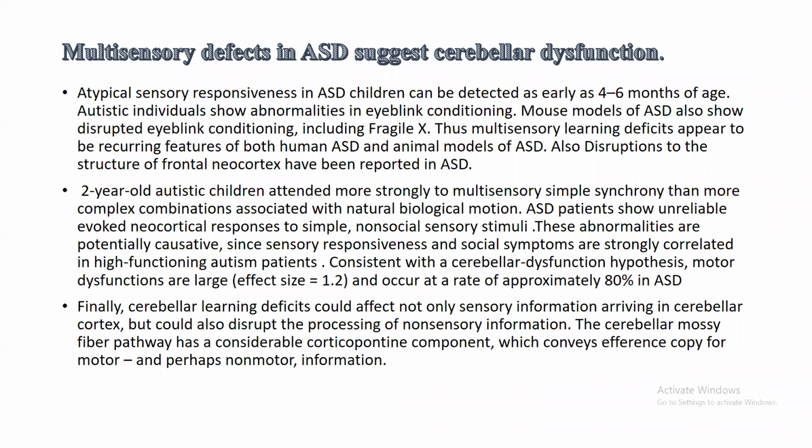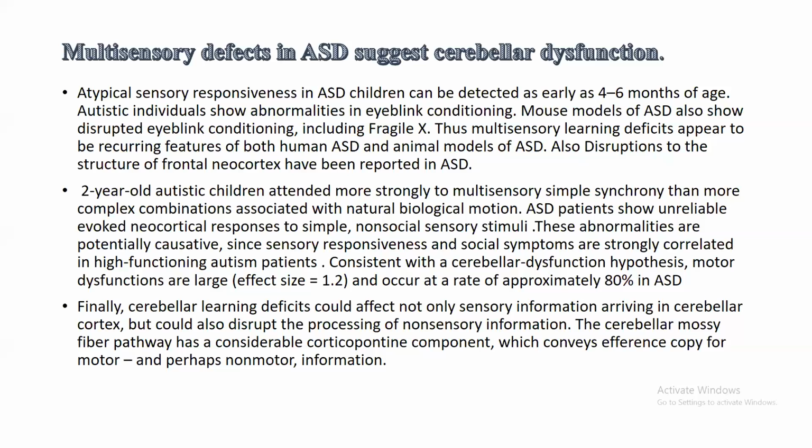Multisensory defects in ASD suggest cerebellar dysfunction. The atypical sensory responsiveness in ASD children can be detected as early as 4 to 6 months of age. Autistic individuals show abnormalities in eye blink conditioning, and most mouse models of ASD also show disrupted eye blink conditioning, including fragile X. Thus, multisensory learning deficits appear to be recurring features of both human ASD and animal models of ASD.